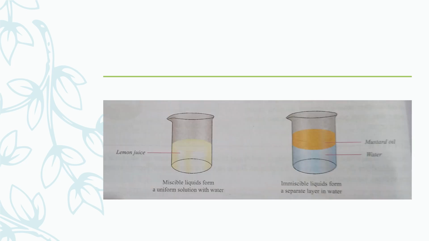Here you can see the example of miscible liquids that form a uniform solution with water. In this lemon juice, when we mix that lemon juice in water, what happens? It forms a uniform layer after some time. But if we mix oil with water, then a layer of oil will be there, separated.